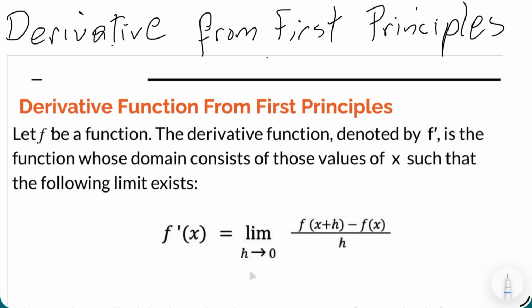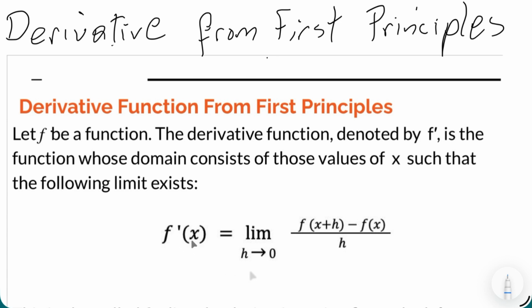In today's lesson, we will talk about finding the derivative from first principles. Now the derivative function from first principles says, let f be a function. The derivative of the function, denoted f prime (that little apostrophe is read "prime"), is a function whose domain consists of those values of x such that the following limit exists.